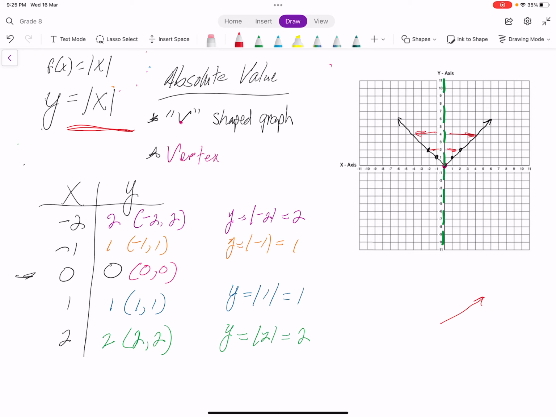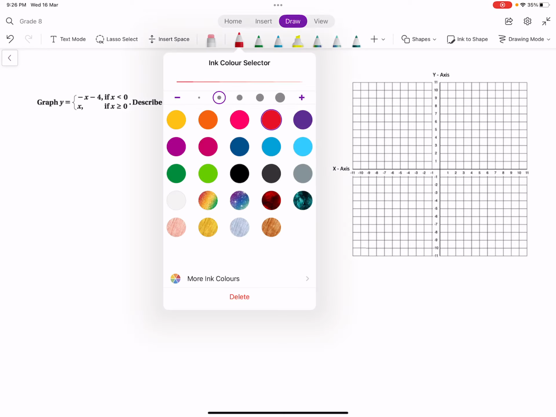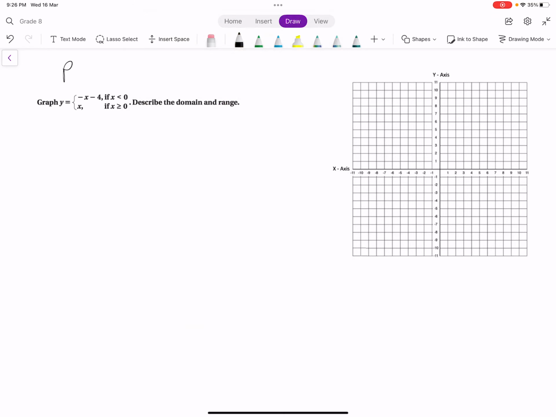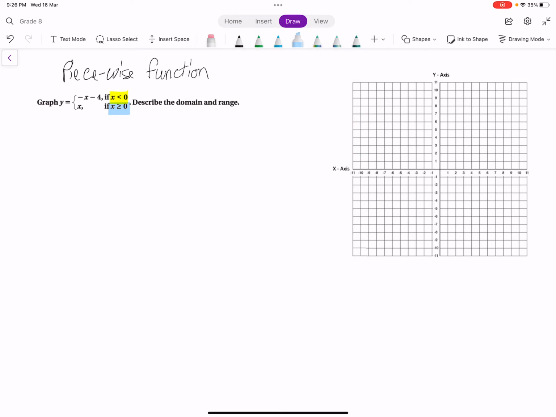All right, now we're going to go into a piecewise function. So now when we see this graph, this is called a piecewise function, or piecewise graph. All right, when we see this, something should jump at us that this is a little bit different, because we have that brace and they're giving us two different equations. They're giving us negative x minus 4 and they're giving us x. And next to it, it says if x is less than 0. And next to here, it says if x is greater than or equal to 0.